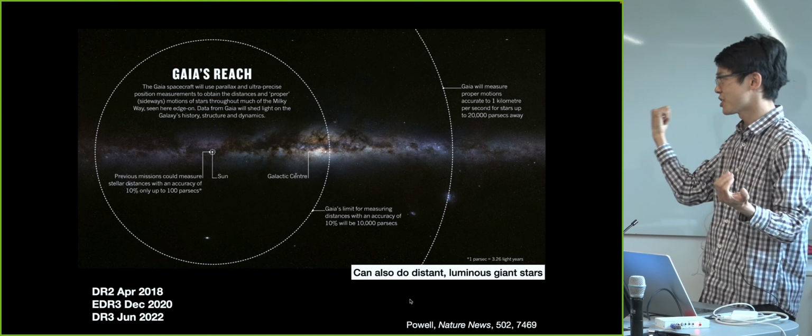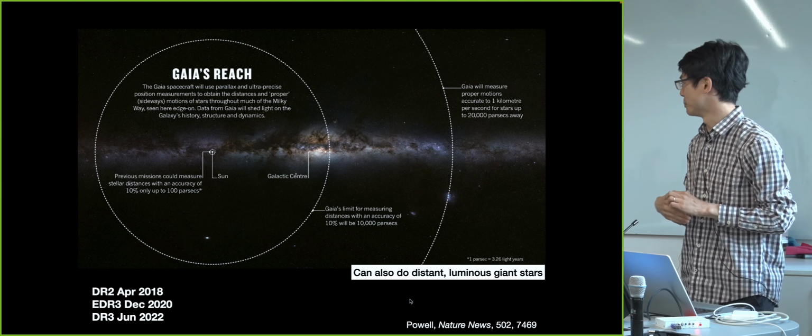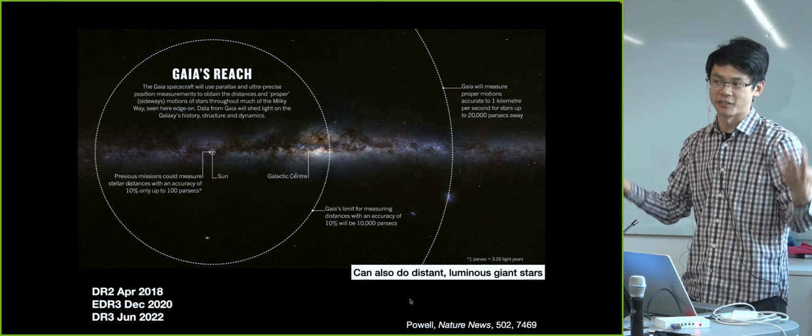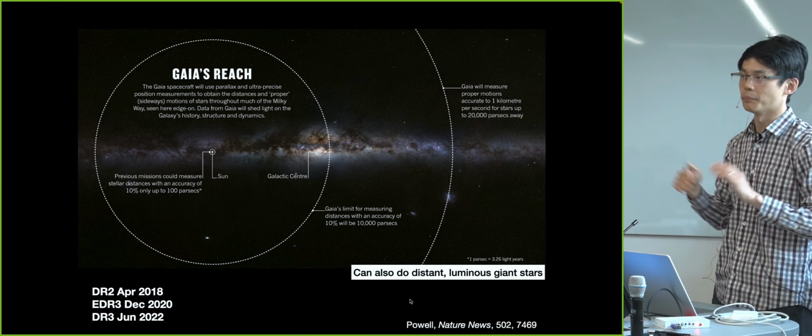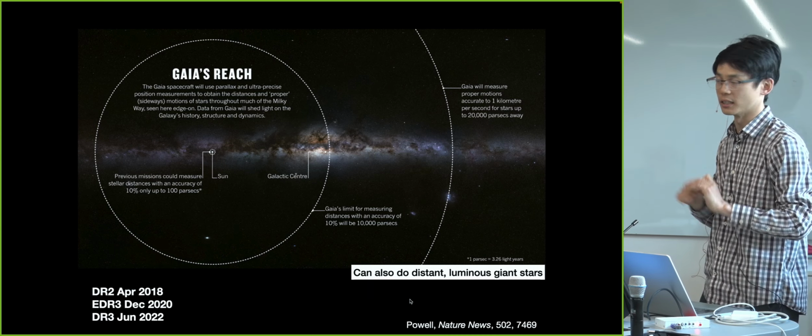And it can actually measure things all the way out to the Andromeda galaxy if you look at the very most luminous stars in that system. So it's really quite extraordinary and has given us many more dimensions to study the local volume in.